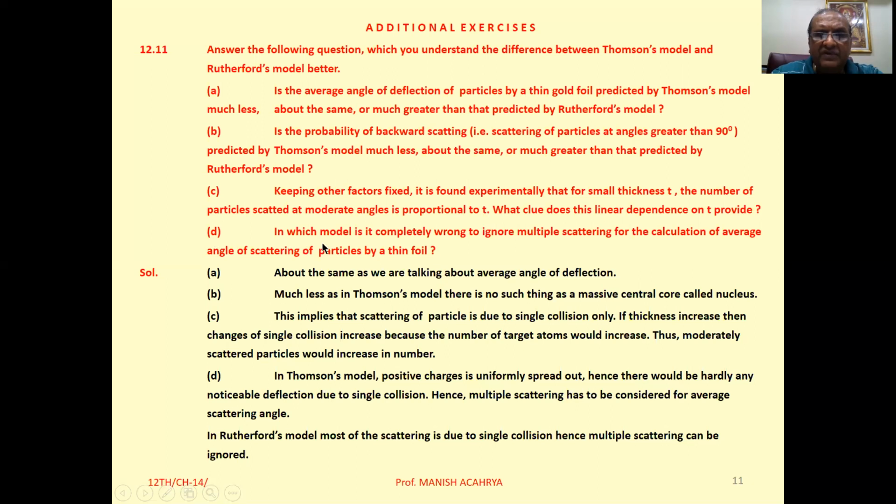Then D, in which model is it completely wrong to ignore multiple scattering for the calculation of average angle of scattering of particles by a thin foil? Here in Thomson's model, we can't ignore multiple scattering, because in Thomson's model the positive charge is uniformly distributed. So multiple scattering will take place in it when the particle is passing through the atom. Clear? So we can't ignore it. Clear to all of you?